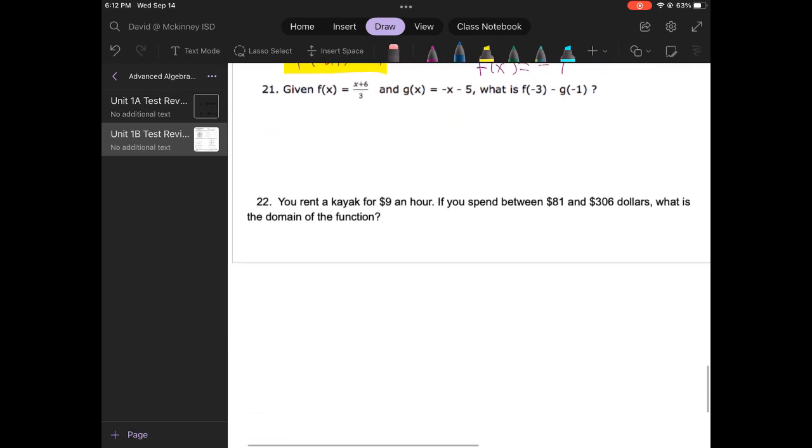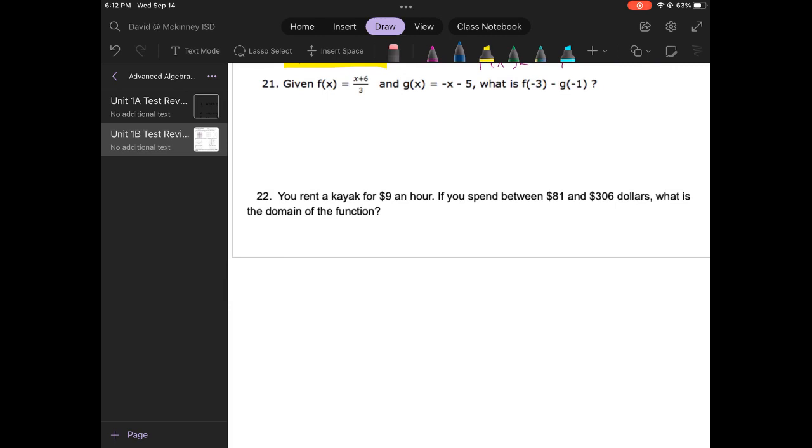Moving on to question 21. Given f of x is equal to x plus 6 over 3 and g of x is equal to negative x minus 5, it wants me to find out what f of negative 3 minus g of negative 1 is. The key here is that these functions are labeled. I have my f functions and I have my g functions. I will only input an f value into f functions and a g value into g functions.